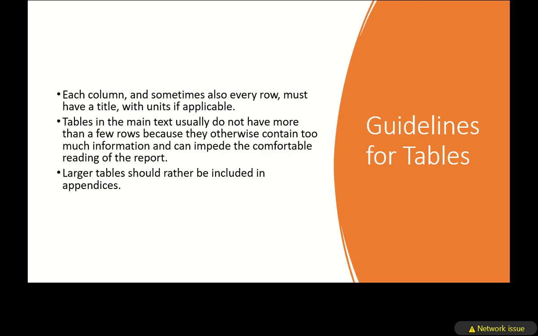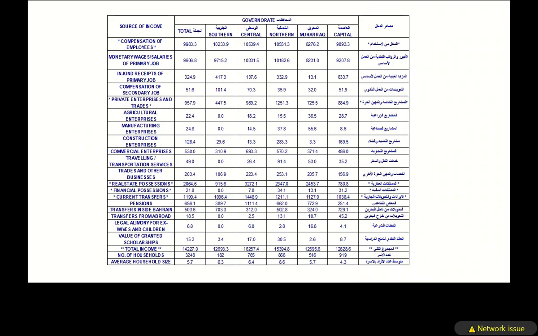Okay, each column and each row must have a separate title. Okay, and this one. So each column has a title and each row has a title. Okay, or if you are showing the same information in all the rows, no need for a title, right? Get my point?